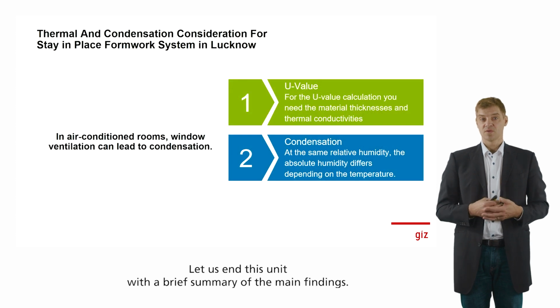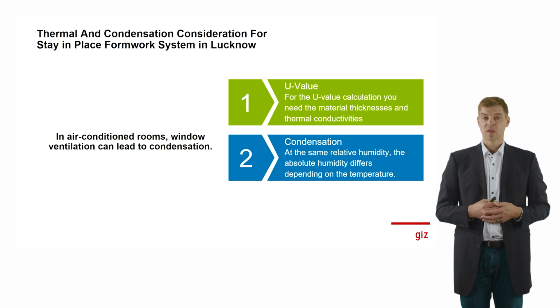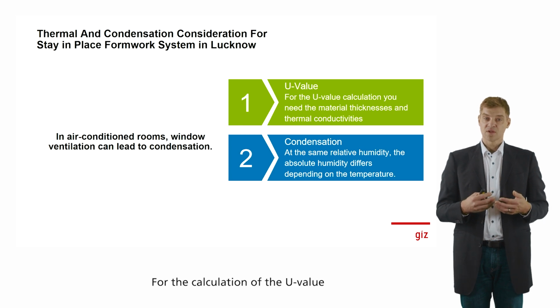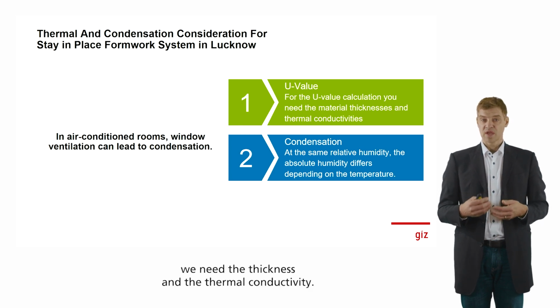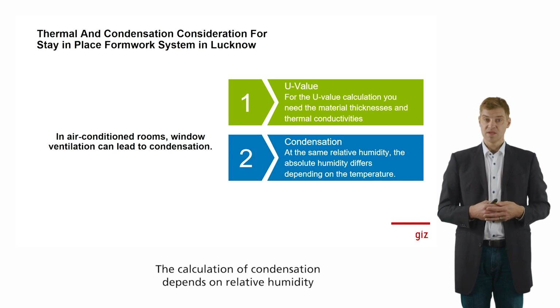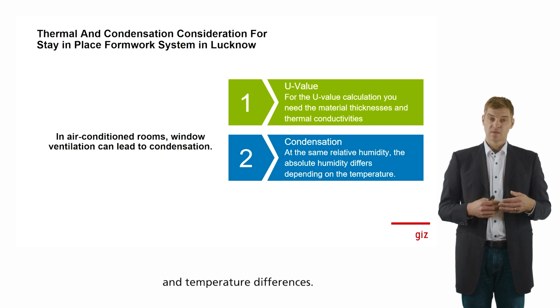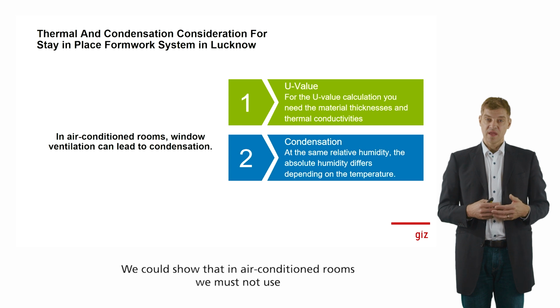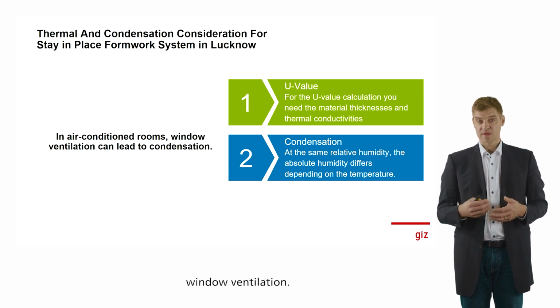Let us end this unit with a brief summary of the main findings. For the calculation of the U value, we need the thickness and the thermal conductivity. The calculation of the condensation depends on relative humidity and temperature differences. We could show that in the air-conditioned room we must not use window ventilation.